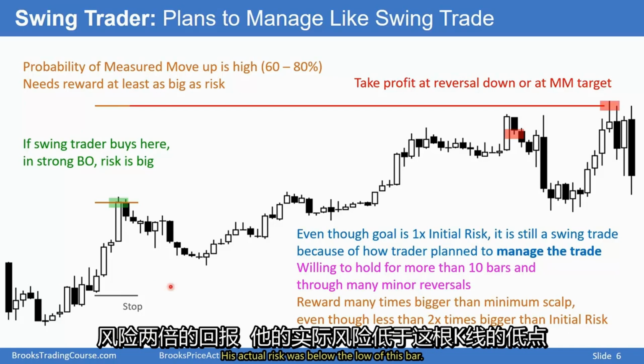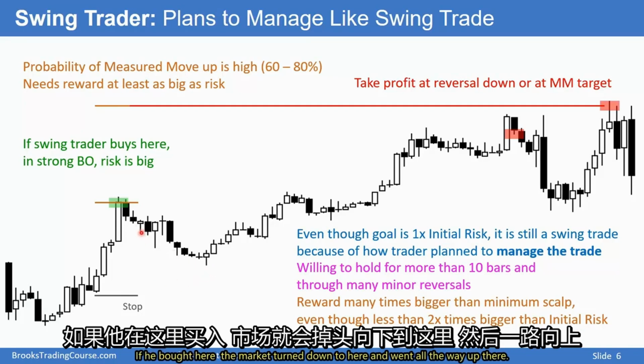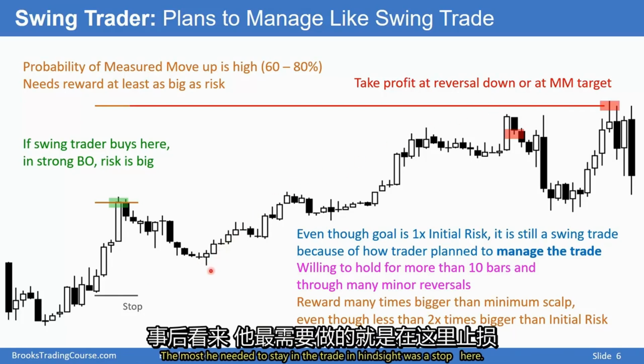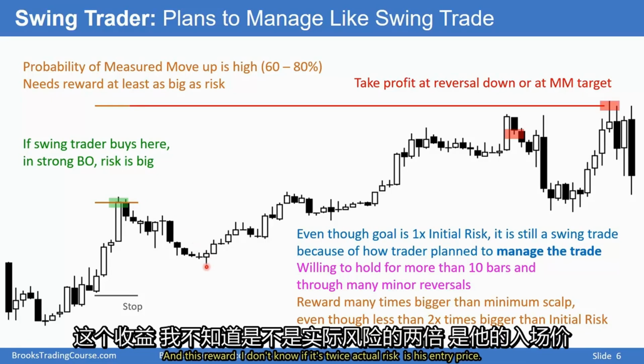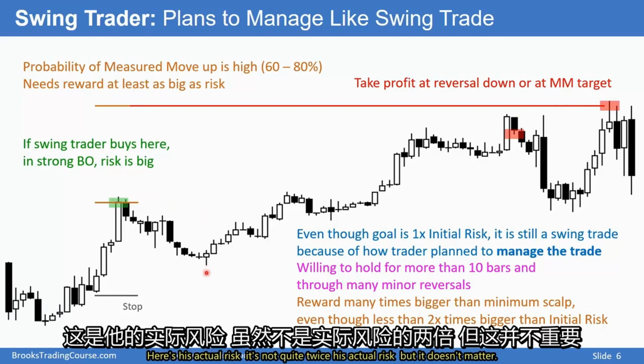His actual risk was below the low of this bar. If he bought here, the market turned down to here and went all the way up there. The most he needed to stay in the trade, in hindsight, was a stop right here. So he actually only risked from his entry price to just below the low of this bar. And this reward, I don't know if it's twice actual risk. Here's his entry price. Here's his actual risk. It's not quite twice his actual risk, but it doesn't matter.